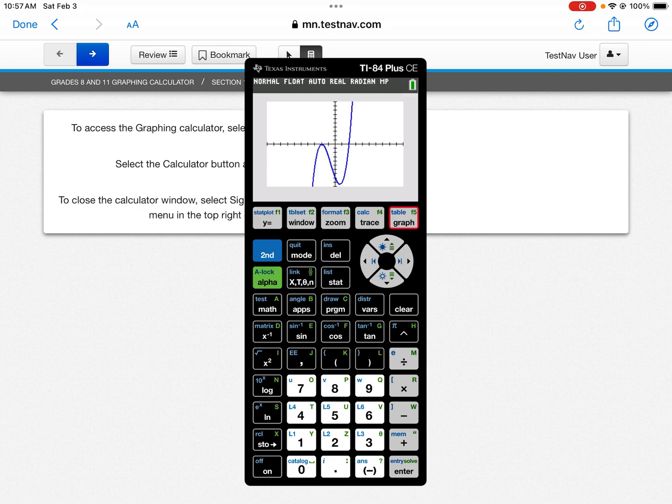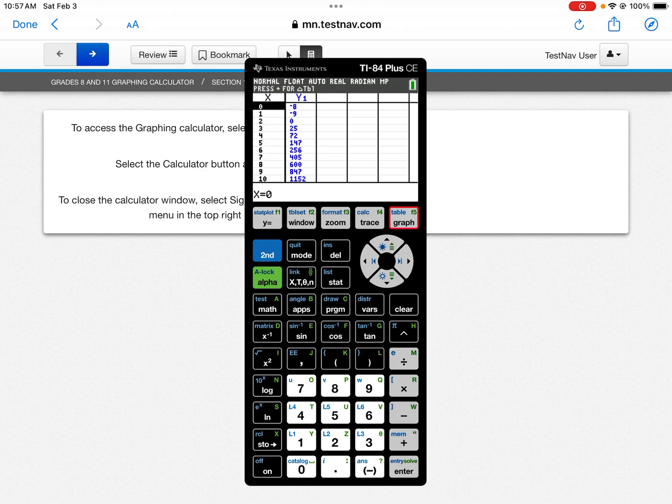If you notice, the graph looks like it hits at -2 and +2. If you want, you can look at the table. And if you look at the table, you will see that when x is -2, the y value is 0. And when the x value is 2, the y value is still 0. So those are two of our solutions. But the problem is we know we're supposed to have 3.